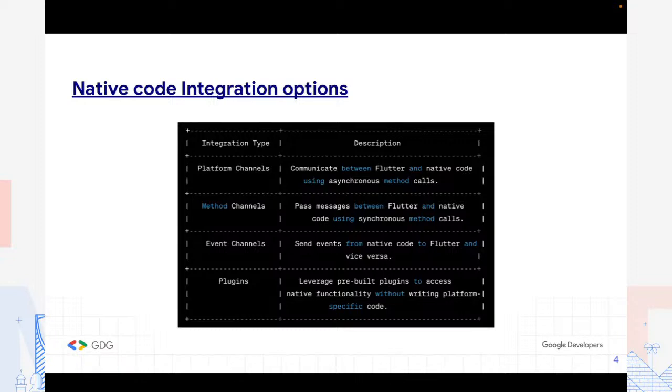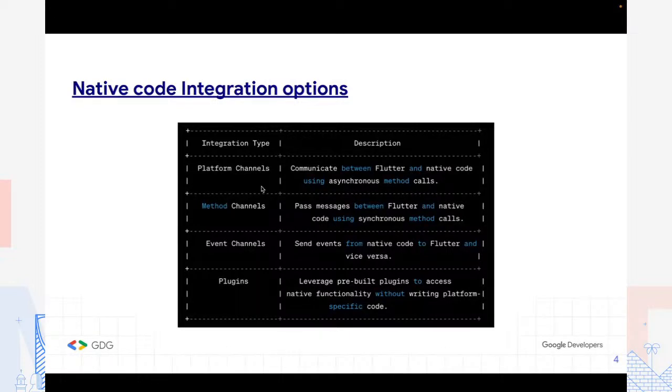So we are going to look at an example later on. And the second type is the method channels, where messages between the Flutter and the native code are passed using synchronous method calls. So basically, it's trying to tell you that when you're trying to communicate between a Flutter app and a native app, the platform channels use asynchronous method calls, and the method channel uses synchronous method calls to pass the messages between the Flutter and the native code.